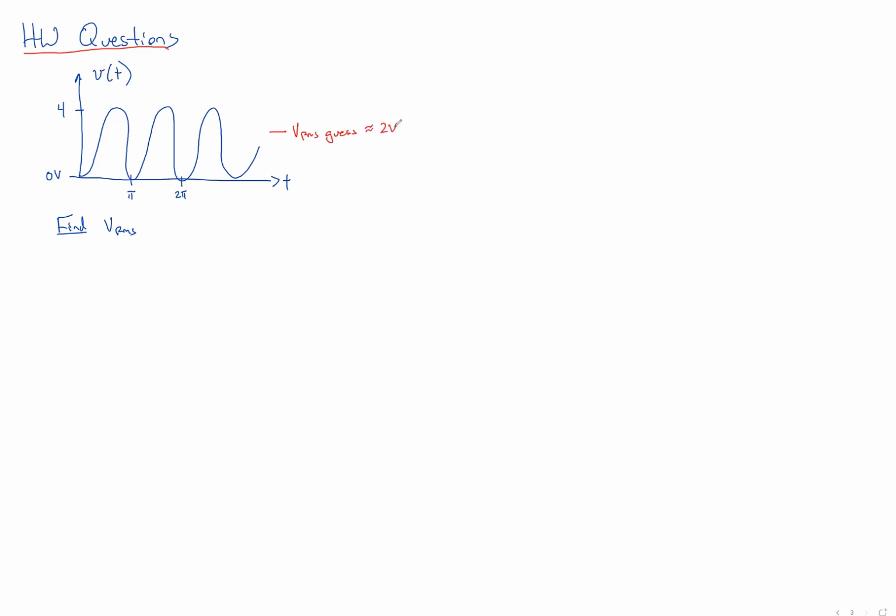And it wouldn't surprise me if it wasn't exactly 2. I know the average of V of T is 2, but that's not the average power that it represents, because as the voltage goes up, the power goes up as the square of the voltage. So if anything, I would guess it's a little higher than 2, but 2 is not a bad guess. So now let's figure it out. Let's figure it out exactly.